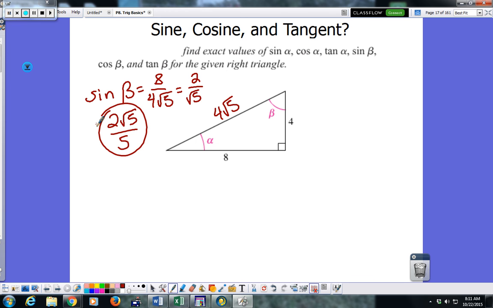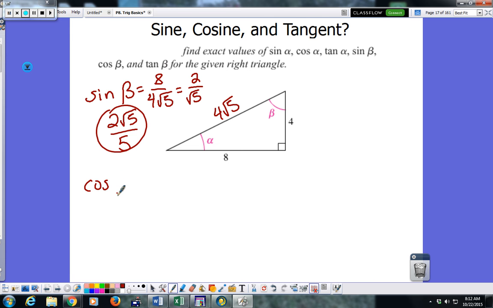Do we have to go through that whole process again? No. Since your opposite and adjacent simply flipped when you went from alpha to beta, 2 root 5 over 5, was that not the cosine of alpha, right? So would the sine of alpha not be the exact same thing as the cosine of beta, right? Or excuse me, we're doing sine, cosine beta. Let me rewind that.